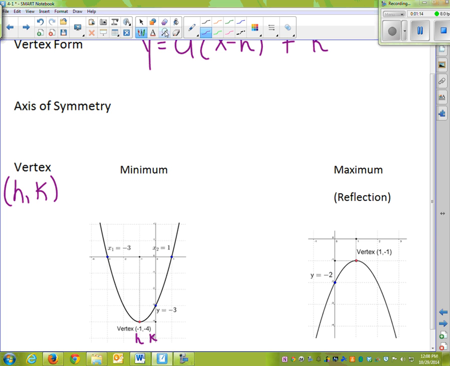The axis of symmetry is a vertical line that goes through the vertex, and it cuts my graph in half left to right. So the two sides mirror each other. The axis of symmetry is a vertical line, so the equation is x equals, and it goes through the x value of the vertex. So let's practice graphing some of these.